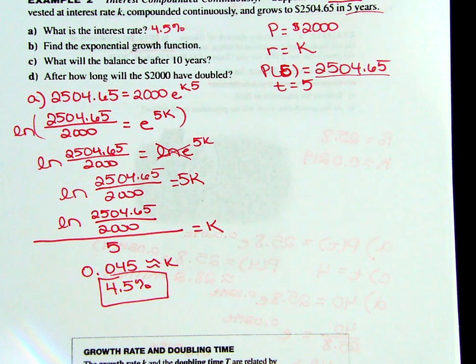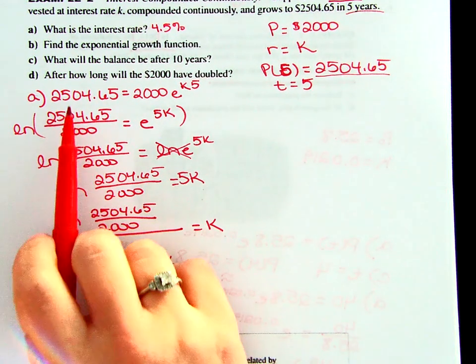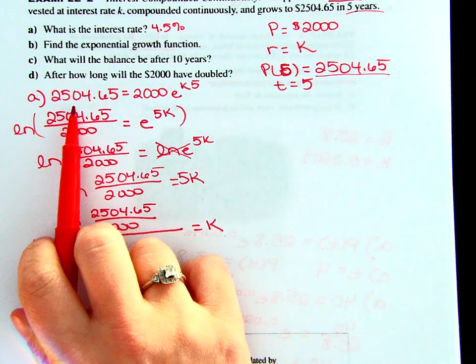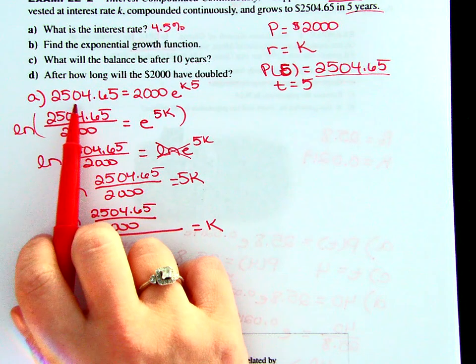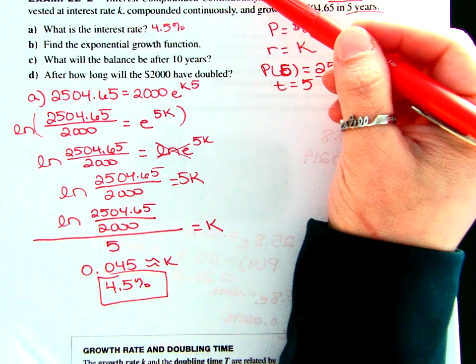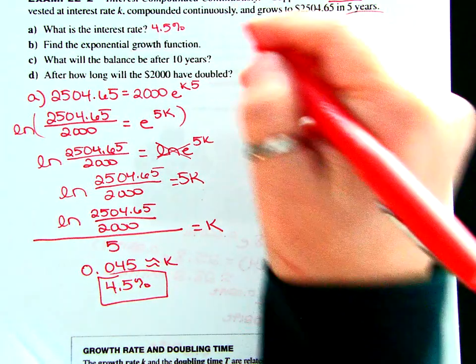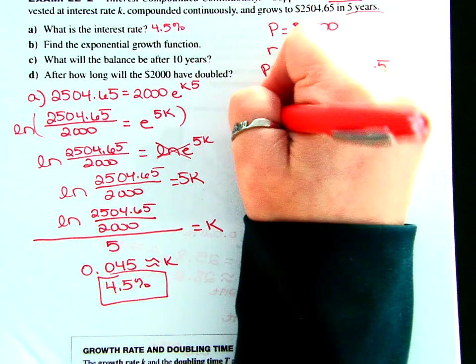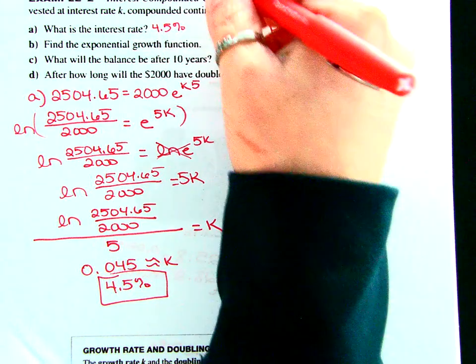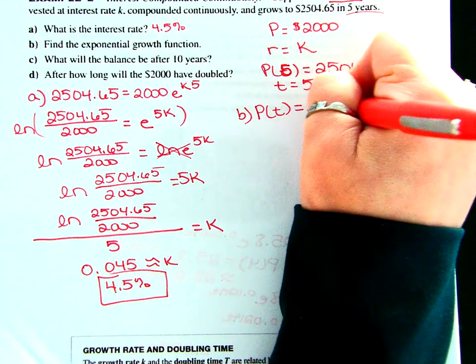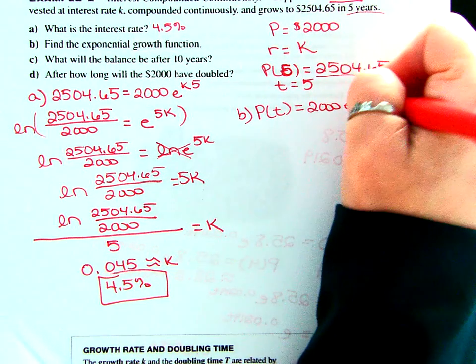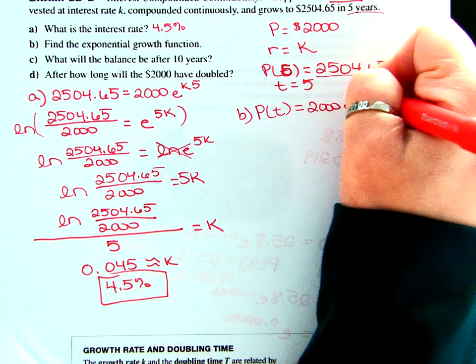Okay. So step B is finding the exponential growth function. So we had kind of a more specific example on the step A part. So the function part is where we plug everything in here except for our t, because we're going to get our function in terms of t. So the part B part is where we're going to have P of t equals, our starting principal was 2,000, times e raised to the rate. Well, we just found the rate, which is the 0.045 times our t.